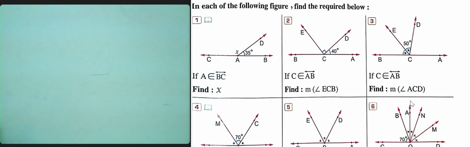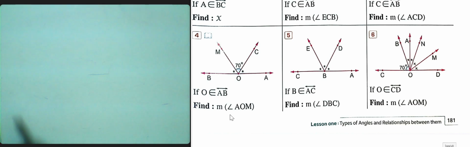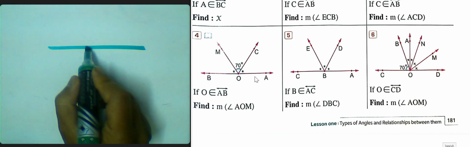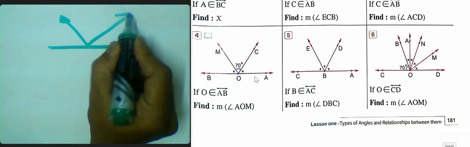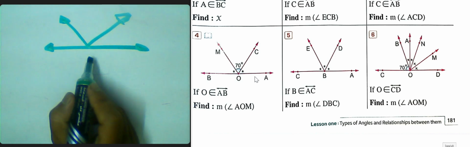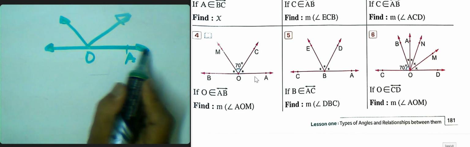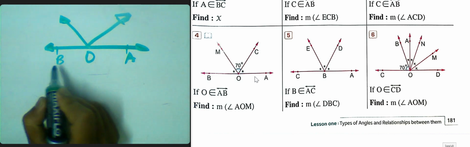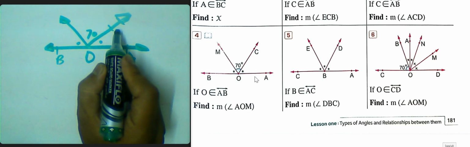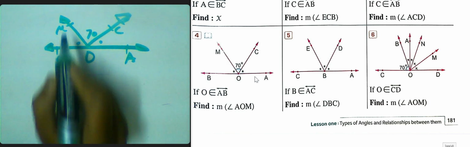Next example, question number 4. Here you want to find the measure of angle EOM. Look here, EOM, these angles. First step. In this example, he drew three angles at the common vertex O. We have the first rays OA and OB, two equal angles, and we have here 70, and there 3, and here M.